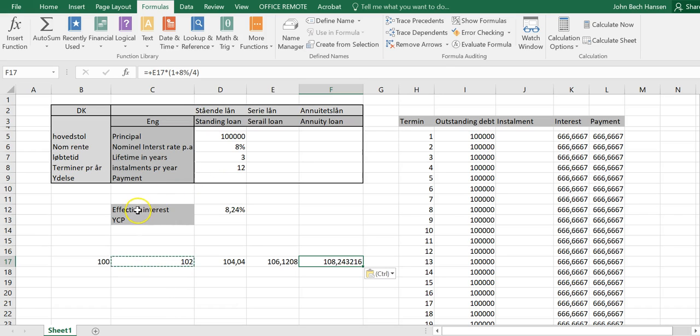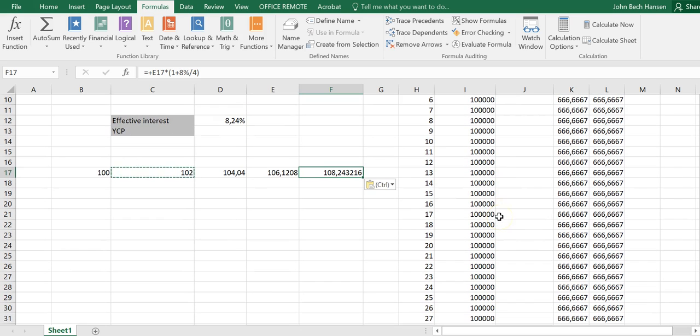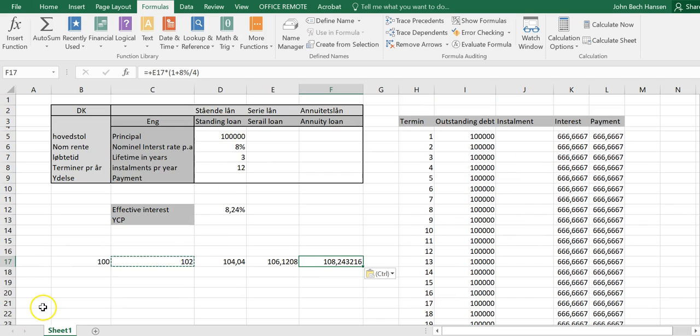So this is the effective interest rate, the nominal interest rate per year, and this is the amortization of a standing loan. So that was about standing loans.